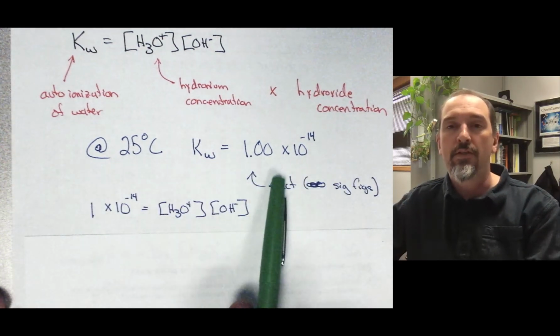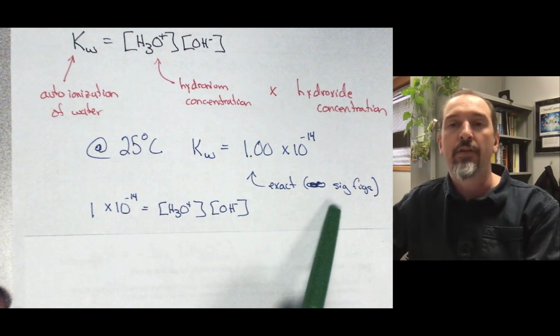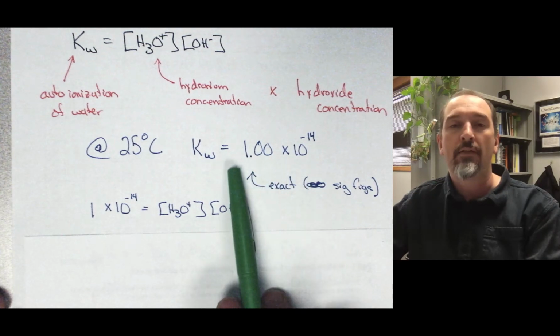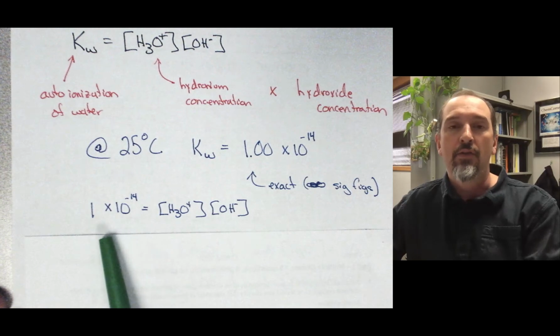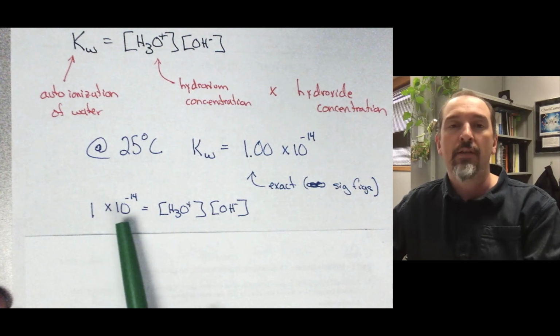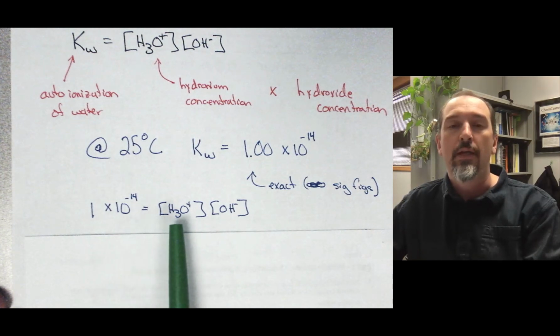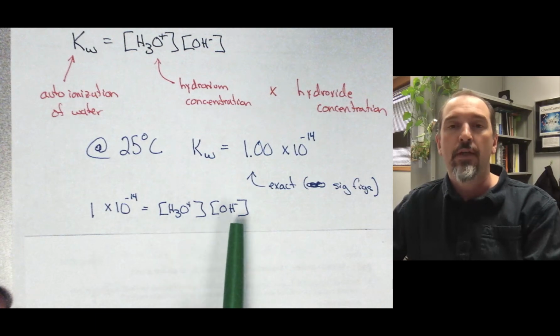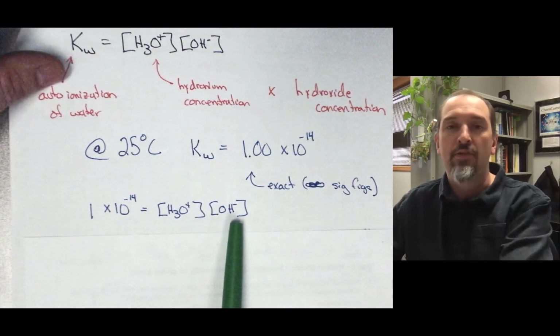Just a couple points here. This is an exact number, so there's an infinite number of sig figs. We don't have to worry about that limiting the calculation. So again, to rewrite this a different way, 1 times 10 to the minus 14th always equals the hydronium ion concentration times the hydroxide ion concentration.